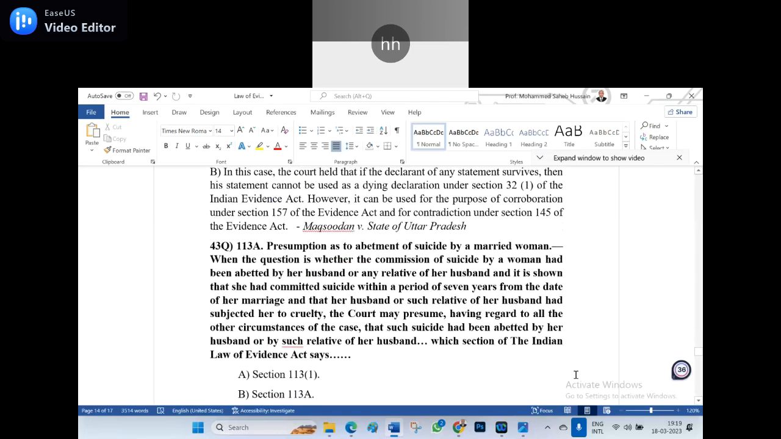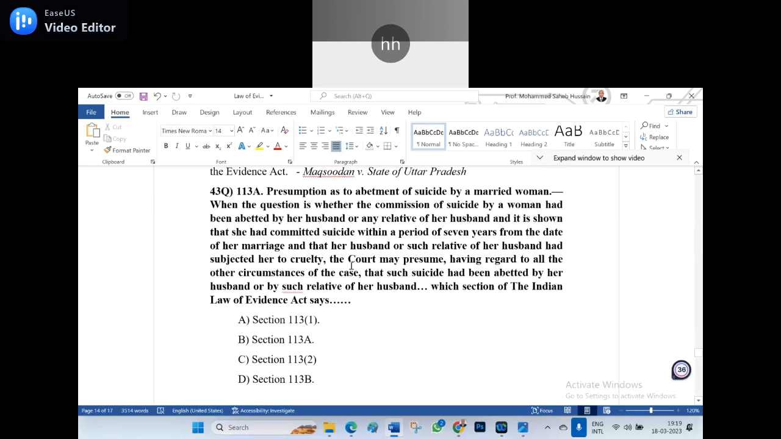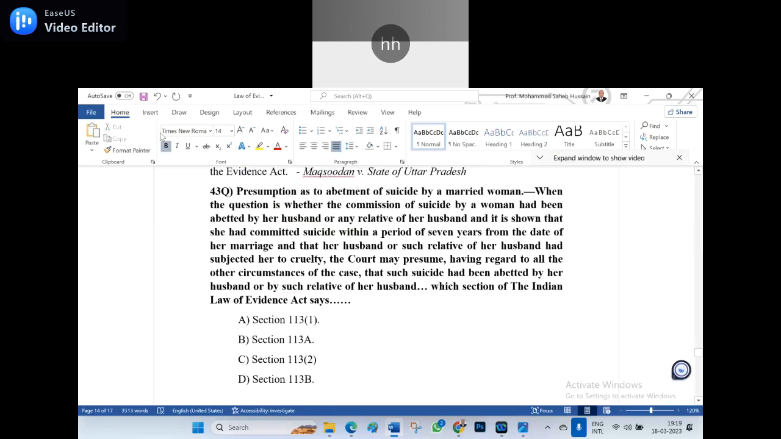Now, 113A. I already gave the answer. Okay. Now, presumption as to abetment of suicide by a married woman. When the question is whether the commission of suicide by a woman had been abetted by her husband or any relative of her husband, and it is shown that she had committed suicide within a period of 7 years from the date of her marriage, and her husband or such a relative of her husband had subjected her to cruelty.